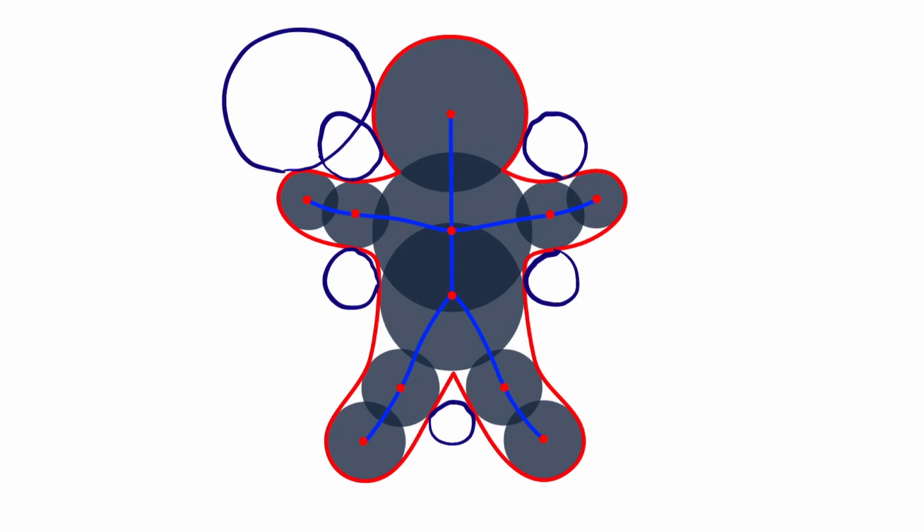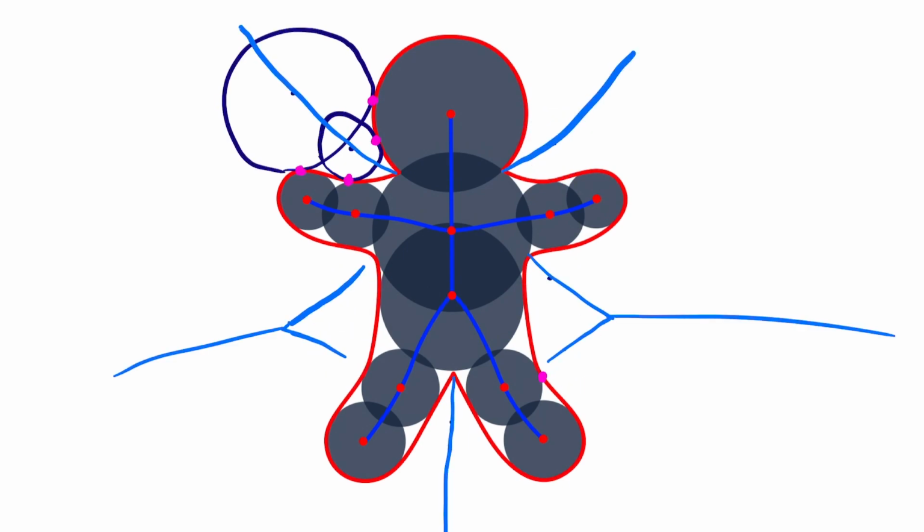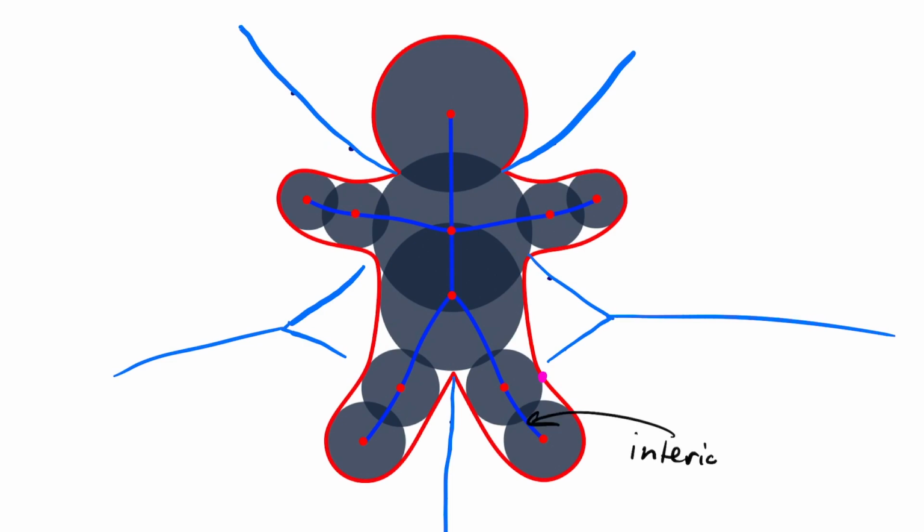Medial balls can also be defined for the exterior of an object. This means there are 2 parts of the medial axis transform, the interior MAT and the exterior MAT.